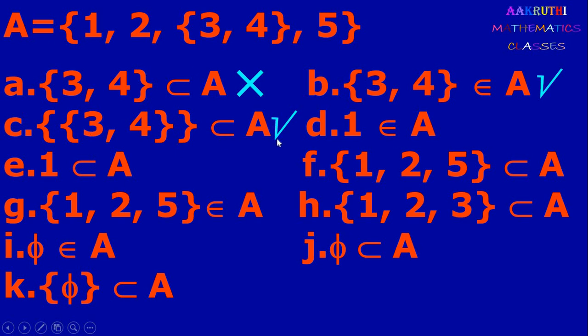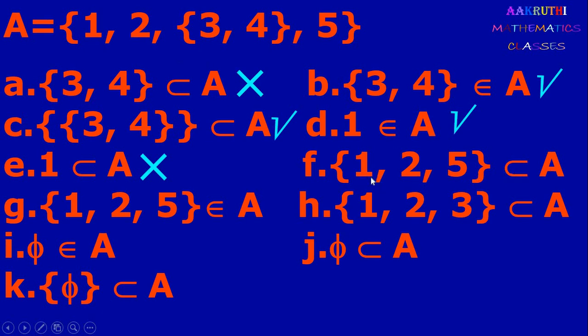It is correct. 1 belongs to A. 1 is an element of A. Correct. Here 1 is an element of A. It is correct. Next, 1 is a subset of A. Now it is not possible. 1 is not a subset of A. 1 is an element of A. So therefore this is wrong. Next one, {1, 2, 5}. It is a subset of A.